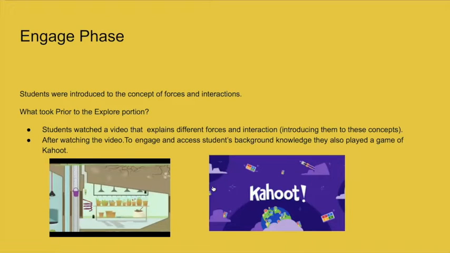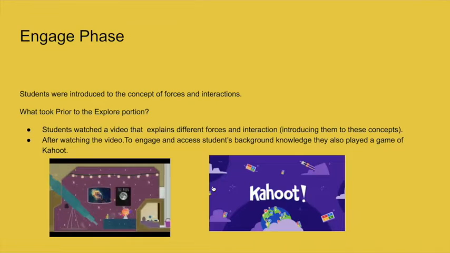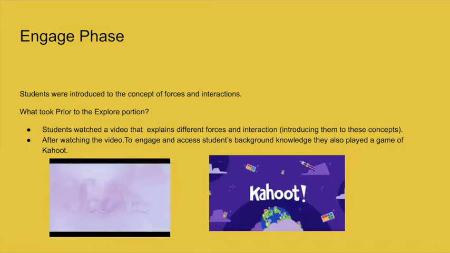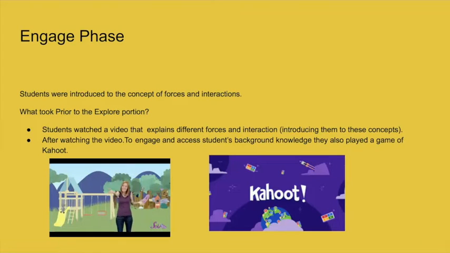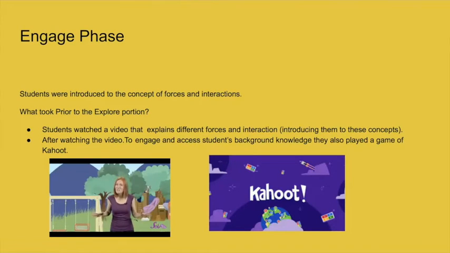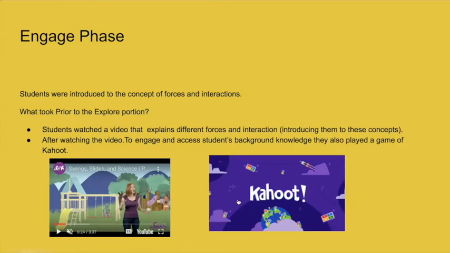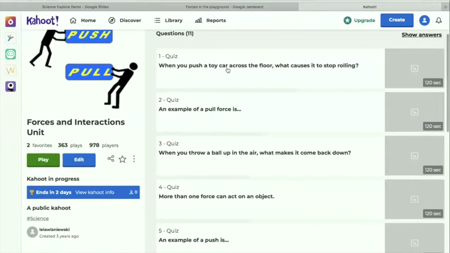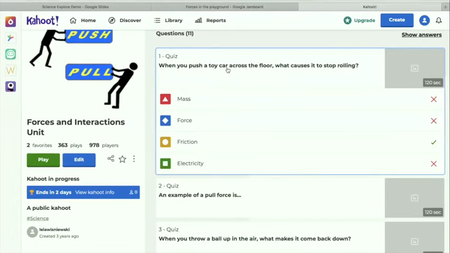We also decided to do a Kahoot game so that we could engage the students, but also so we could learn about their background knowledge and what they know about the concepts. If you click on it, it will take you to the link of the game. For example, when you push a toy across the floor, what causes it to stop rolling? The answer would be friction. They're very simple questions, and we wanted to make them developmentally appropriate for third grade.